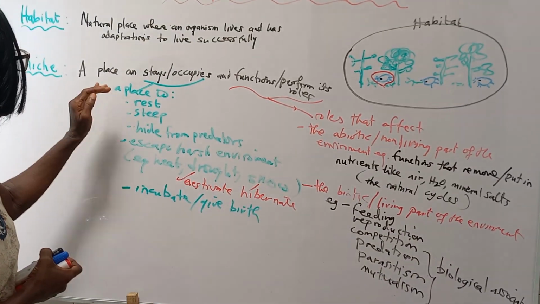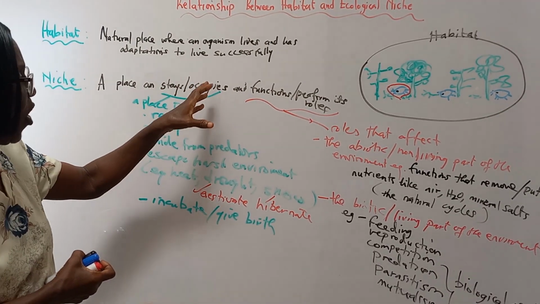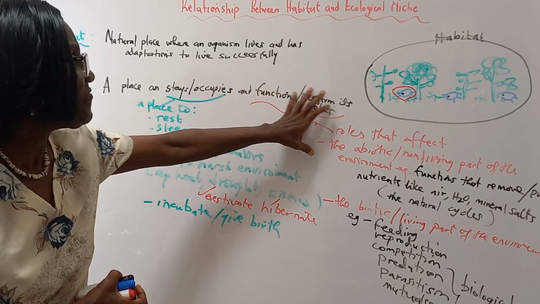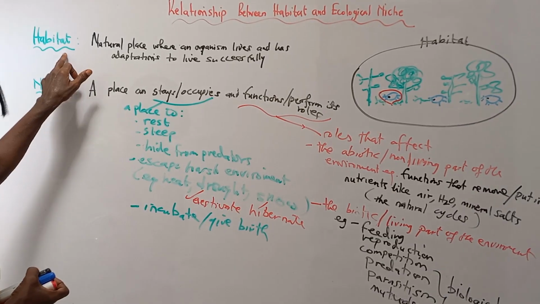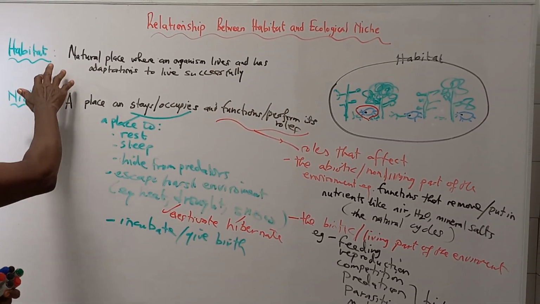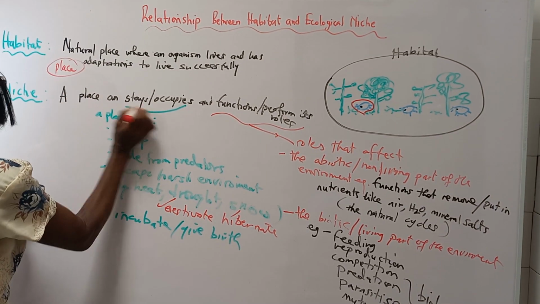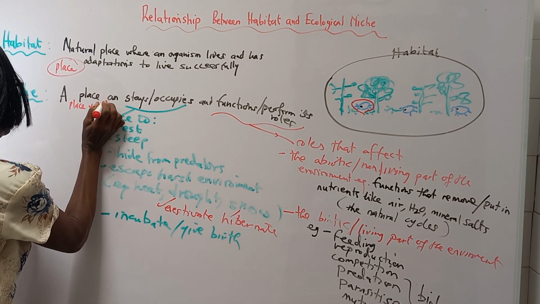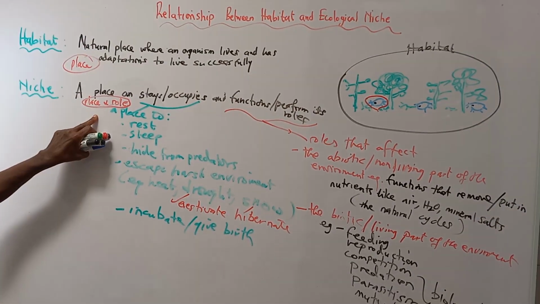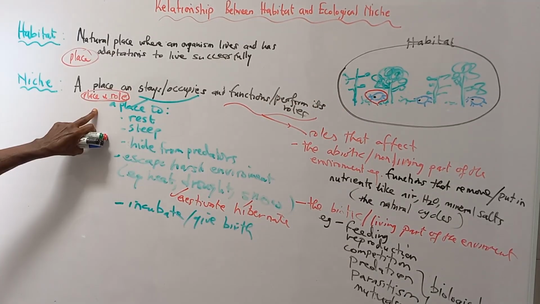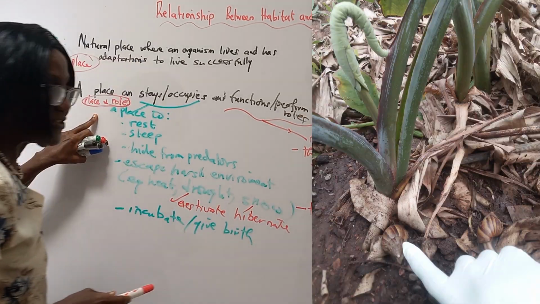And when you are talking about the niche, you are talking about the place the organism occupies or stays and the functions or its roles in the environment. But when you are talking about habitat, you are only talking about the place where the organism stays. So here, place only. Here is place and role. Well, to explain things further about the niche, you can have an organism like this, a snail that is staying in detritus, as you can see.